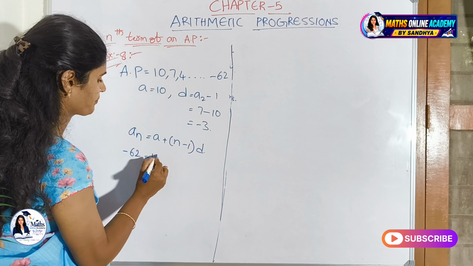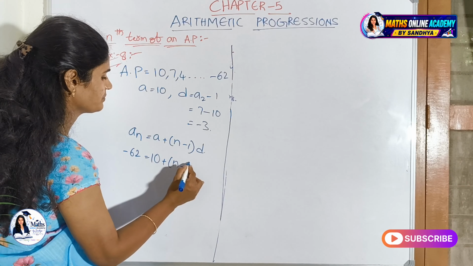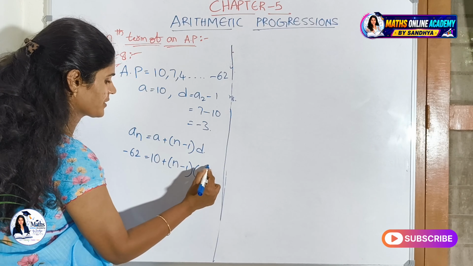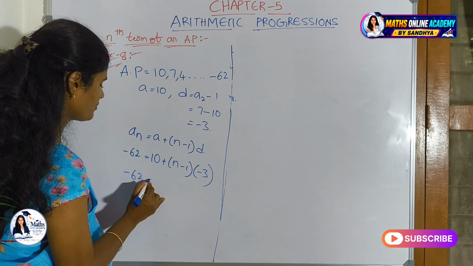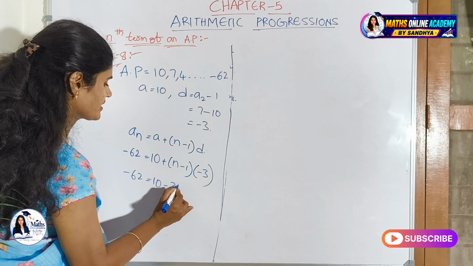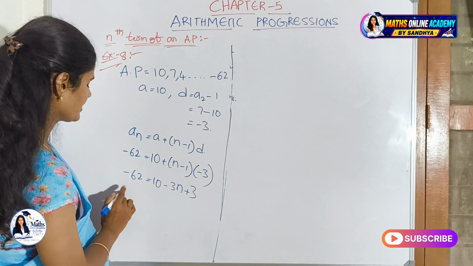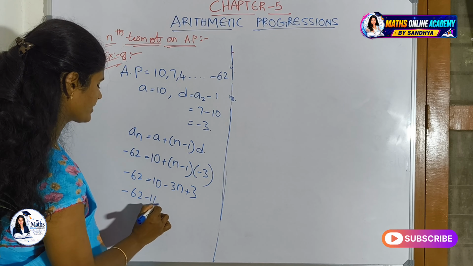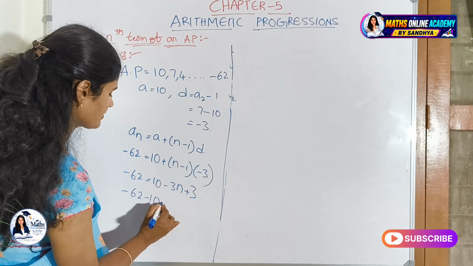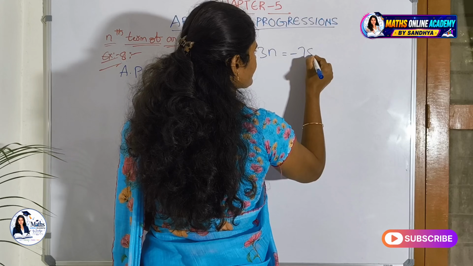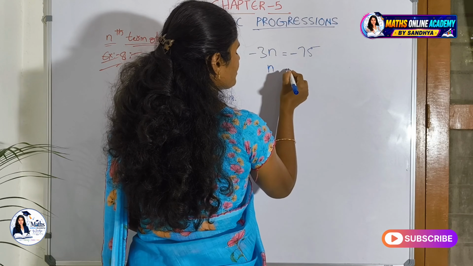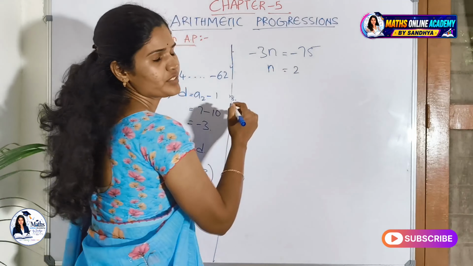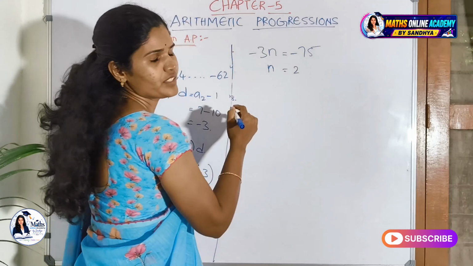a is 10 plus n minus 1, d is what? Minus 3. Okay. Minus 62 equals 10 minus 3n plus 3. So you take this one, minus 62 minus 10, and you take plus 3, equal to minus 3n. Okay. So minus 3n equals minus 65 minus 75. Minus 75. So n equals 3 5s are 15, 3 6s are 18, so n equals 25.